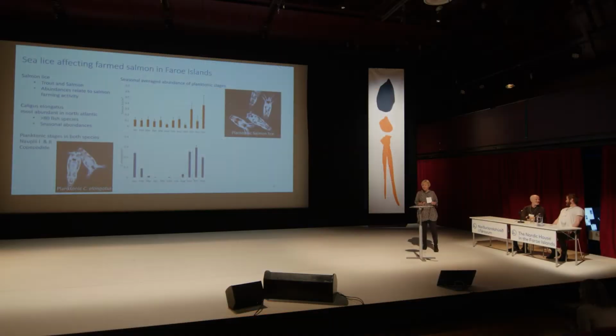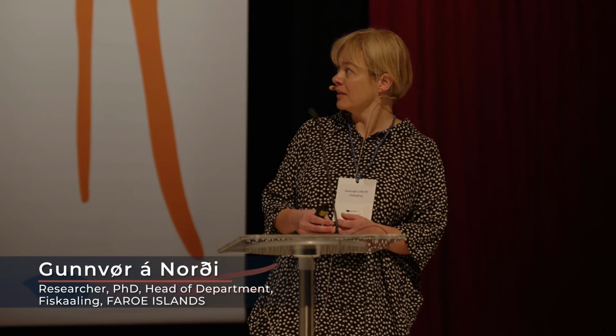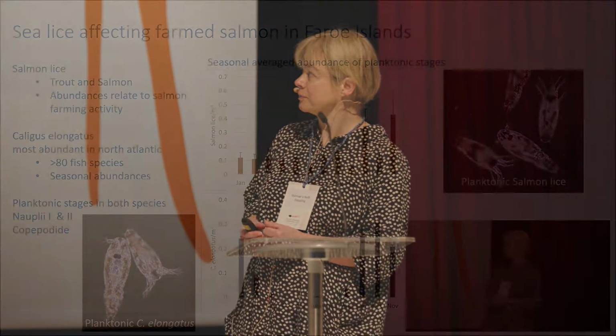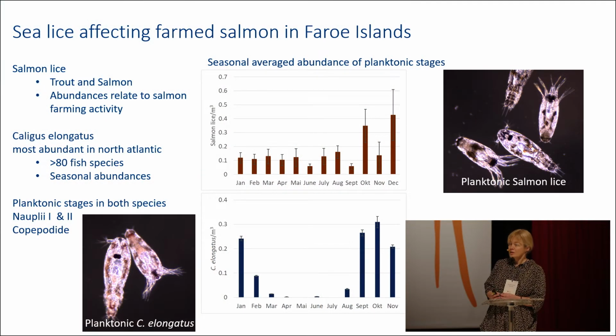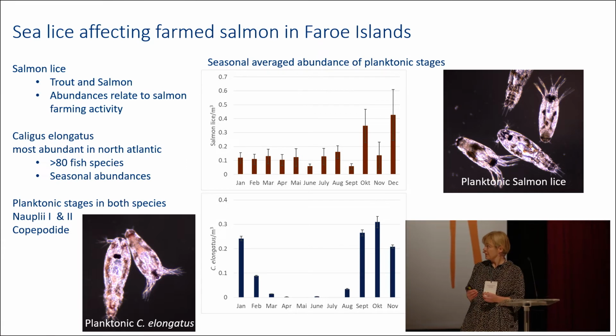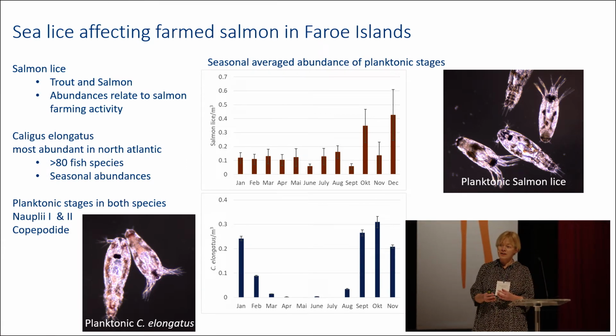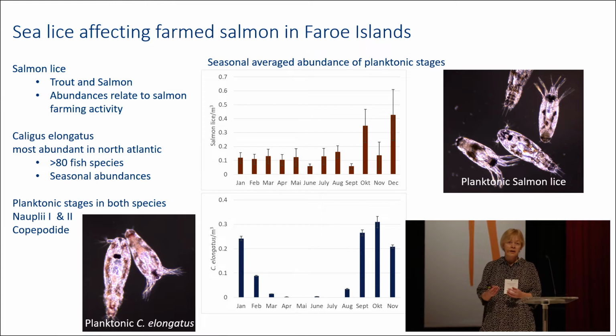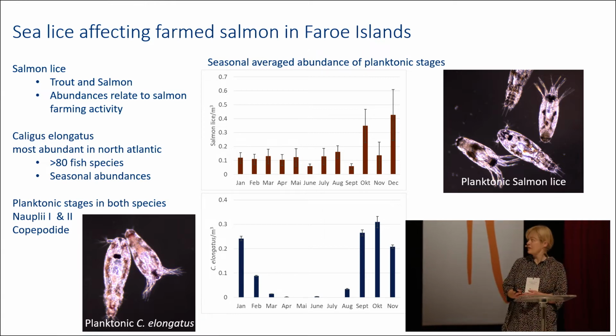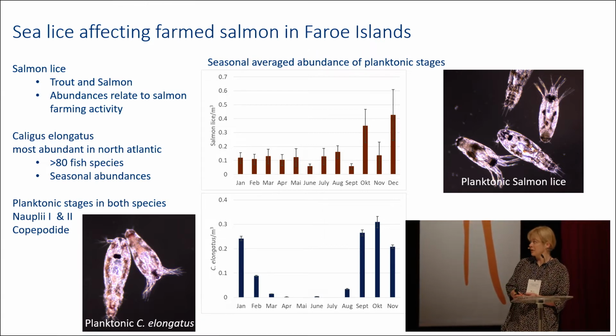So, in the Faroe Islands, the sea lice species that affect farmed salmon are the salmon lice and the Caligus elongatus. Salmon lice are also found on the wild trout swimming around the islands, and the abundances in the areas typically relate to the farming activity. So we have salmon lice throughout the year.